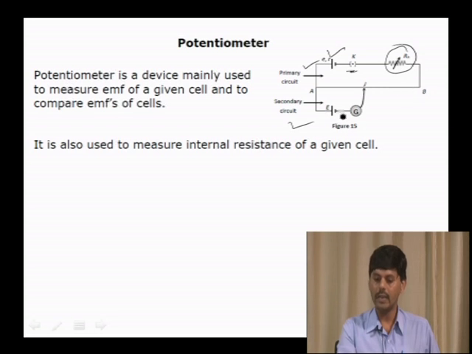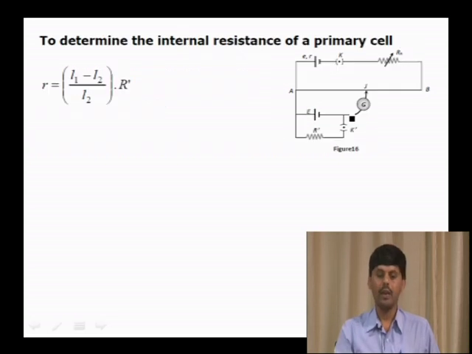AB is the wire. And this is the external circuit, consists of the cell with the galvanometer and the jockey. This is the secondary circuit. Now, to determine the internal resistance of the primary cell using this circuit diagram, this is the primary circuit and this is the secondary circuit.